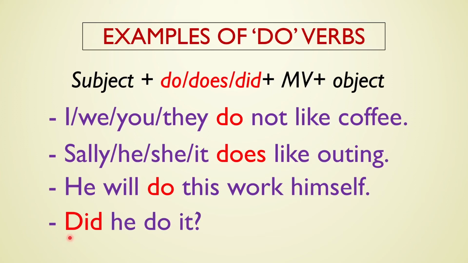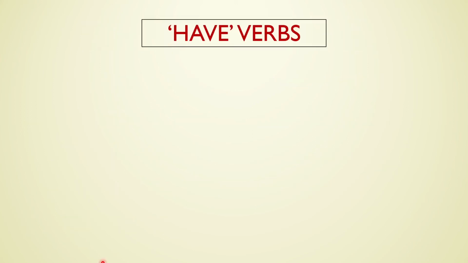If we make an interrogative sentence, in that case, auxiliary verb always comes in the beginning of the sentence. Like, did he do it? So here, did is the auxiliary verb, which is helping the main verb do. In this sentence, do is working as the main verb, and did is the past auxiliary verb. And as it is an interrogative sentence, the auxiliary verb is coming in the beginning.